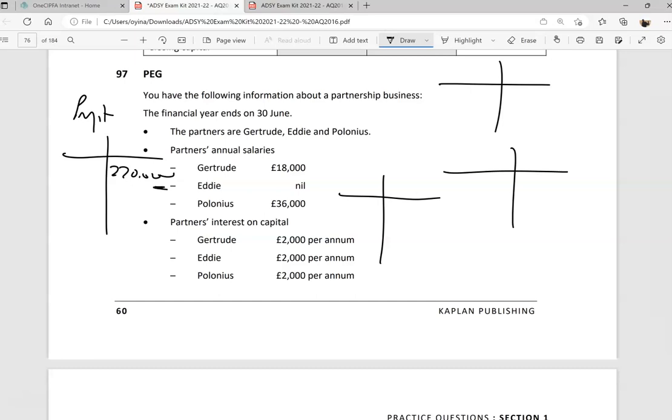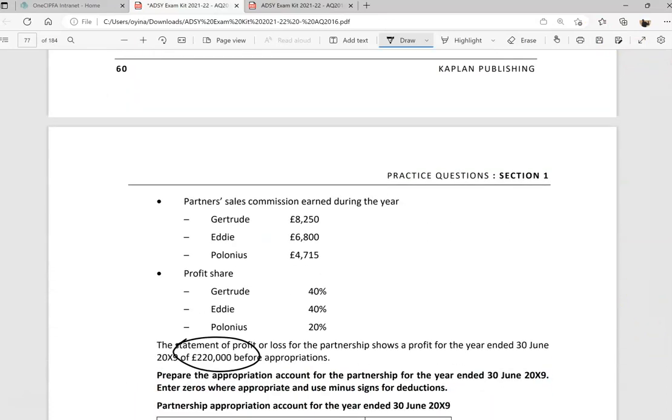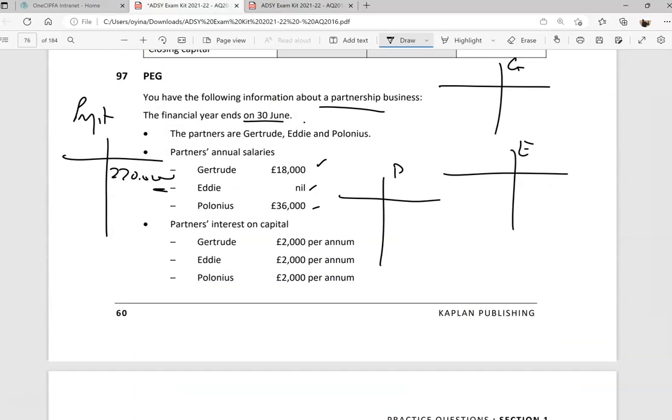So what's happening here? Appropriation is really an appropriation of profit before we share it, right? And the question says you have a partnership situation here. I'm going to give this to Gertrude, this to Eddie, and this to Polonius. The partners are Gertrude, Eddie, and Polonius. The year end is the 30th of June. Their annual salaries are the following: 18, nil, and 36. It's all for the year. That's the first point that I want to stress. So we're not halving or anything like that. It's all for the year.